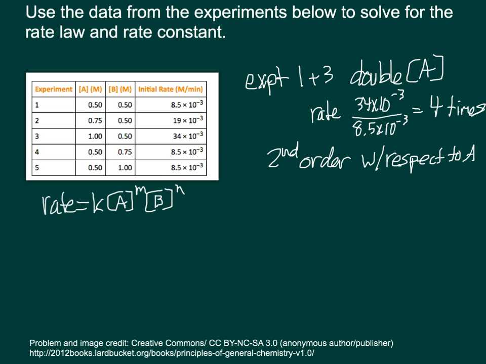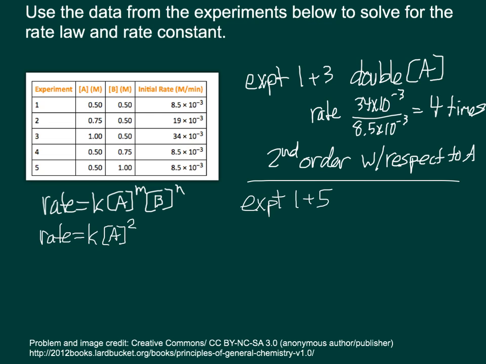Now we need to figure out B. So I'm going to take a look at experiment 1 and 5. If you look, concentration of A is 0.5 in experiment 1 and 0.5 in experiment 5, so it hasn't changed at all, but the concentration of B has doubled. So B is twice as big in experiment 5 as experiment 1, so we're doing the same type of thing here. We're doubling the concentration of B, and therefore the rate will need to be compared between experiment 5 and experiment 1.